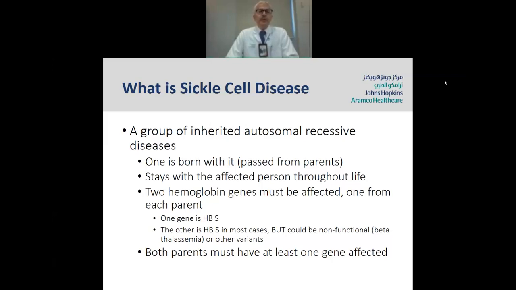And as I said, both hemoglobin genes must be affected, one from each parent, one from mom, one from dad. So the possible combination that leads to this disease is one gene is hemoglobin S, which is the abnormal hemoglobin gene. And the other one is also S in most cases, but it could be other genes such as a non-functional gene, which does not contribute or only minimally contributes to the production of hemoglobin. It can also be another abnormal hemoglobin, and there are many of them, hemoglobin Punjab, hemoglobin Arab, hemoglobin E, and so on. So in summary, both parents must have at least one gene affected with sickle cell for the children to be affected by it. So it's passed from parents to their offspring, to their children.